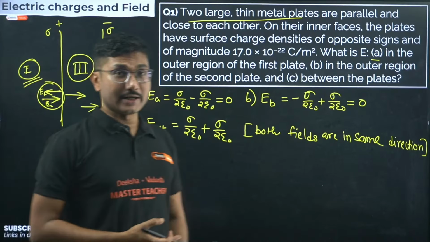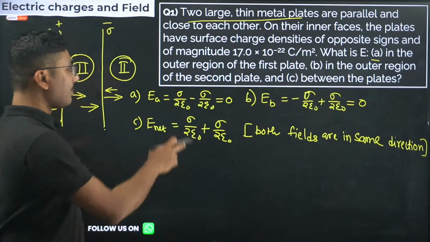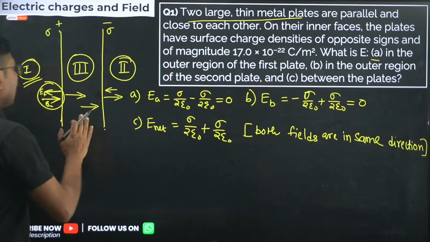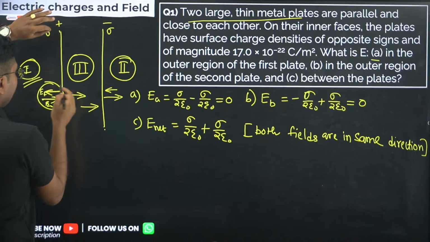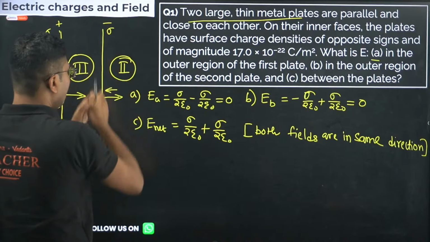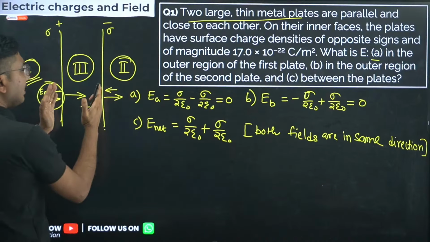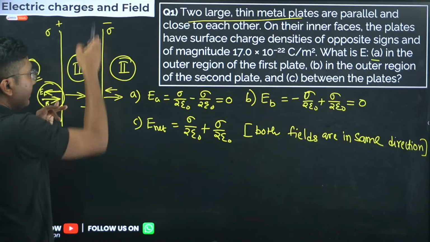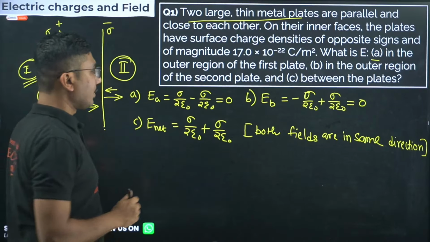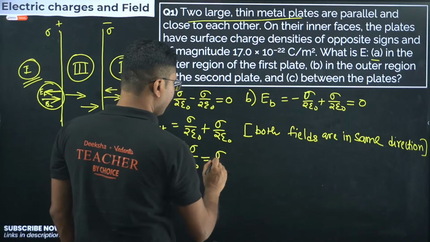The electric field near a large charged plate is constant. Near a single charged plate it will be constant, sigma by 2 epsilon naught. Due to positive it will be outward, due to negative it will be inward. If you consider only this plate, the field due to positive is outward and due to negative is inward, so they cancel. Similarly for this plate only. In between the plates, the fields are in the same direction, so they add up. So it will be 2 sigma by 2 epsilon naught, that is sigma upon epsilon naught.